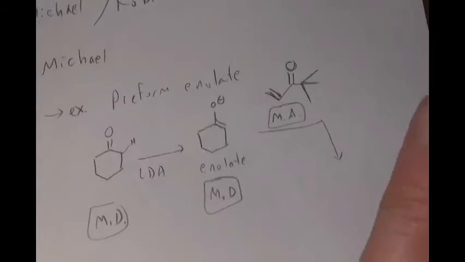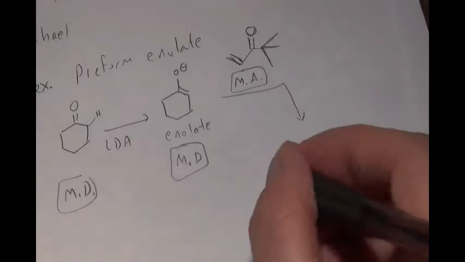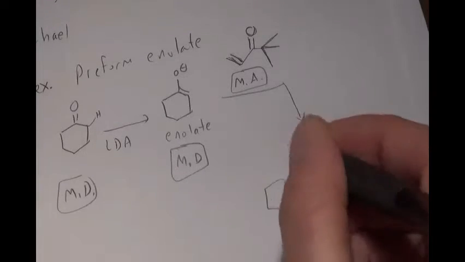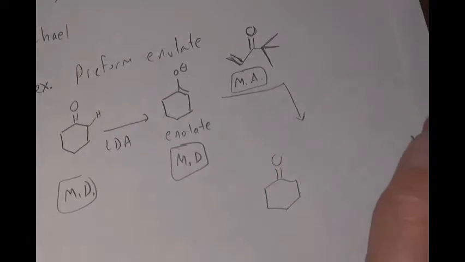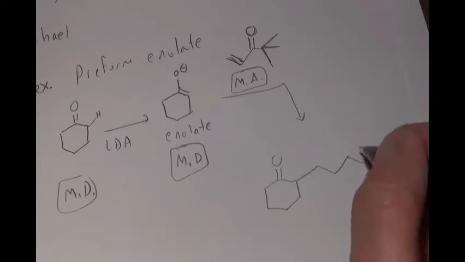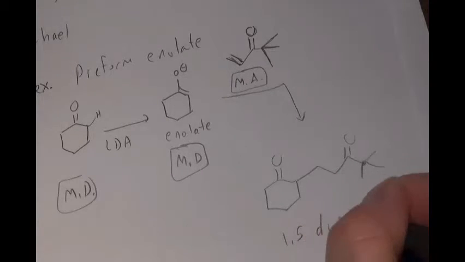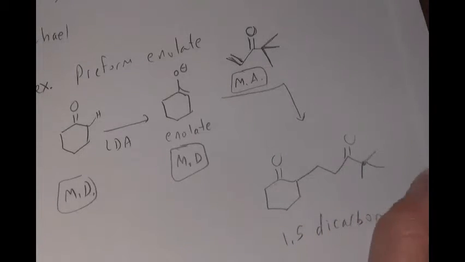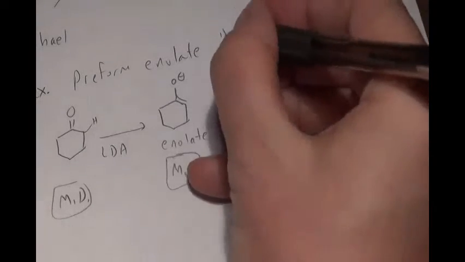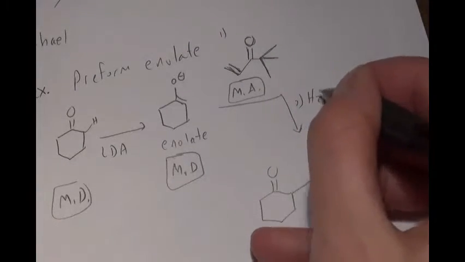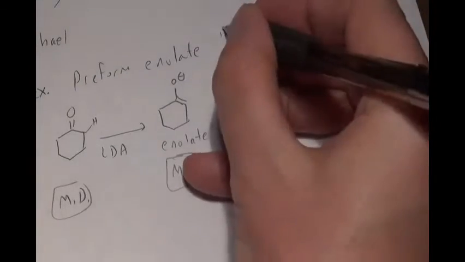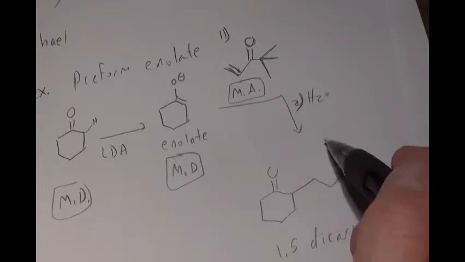Okay, what's the product? It's a something something carbonyl, right? A 1, something carbonyl. What's the something? 5. It's a 1,5-dicarbonyl. You know there's going to be an H2O step here also. Step 1 is the Michael acceptor, step 2 is water.